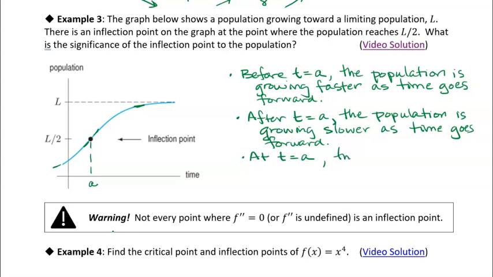So the population is growing the fastest. Right? So it's essentially the maximum growth rate, right? It's the maximum slope, okay? Because the slopes are increasing until you get to that inflection point, and then the slopes start to decrease. And so the inflection point represents the time when the population is growing the fastest.